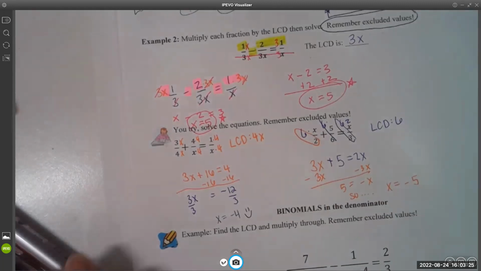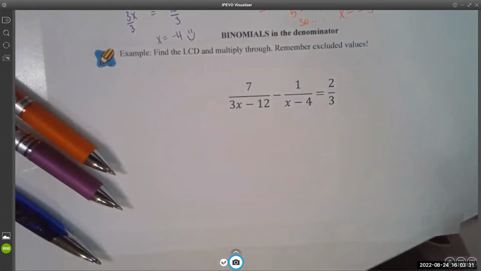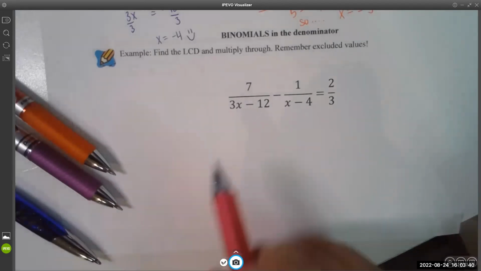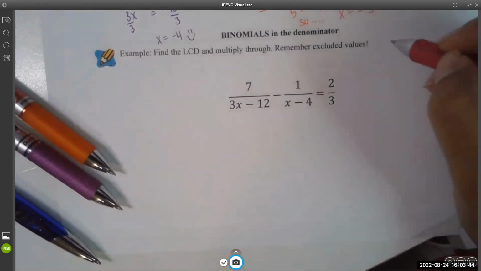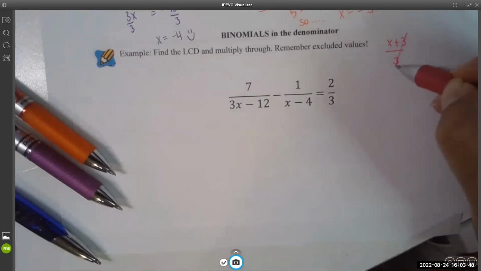Things start to get a little more complicated in round 2 here. Please write down this example. This is more complicated because you have binomials. You don't just have like a 2 or 3x. You have a minus sign, and if you remember from last week, if you see something like this, you can't just cancel that out, right?